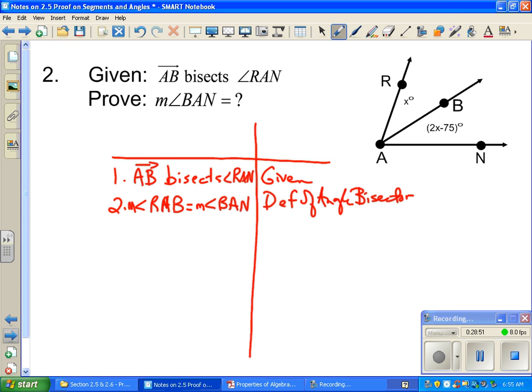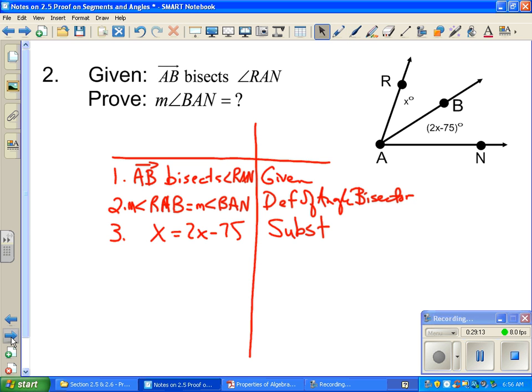So then, once you set up your equation of angle bisector, then you're looking at filling it in. So x equals 2x minus 75 is our equation, and we've just substituted in our expressions for RB and BAN.